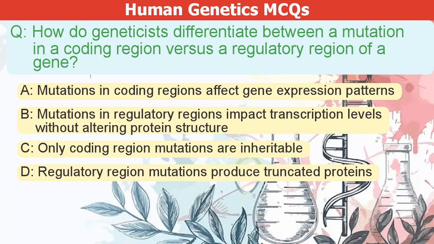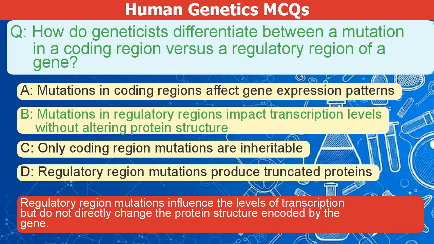How do geneticists differentiate between a mutation in a coding region versus a regulatory region of a gene? A. Mutations in coding regions affect gene expression patterns. B. Mutations in regulatory regions impact transcription levels without altering protein structure. C. Only coding region mutations are inheritable. D. Regulatory region mutations produce truncated proteins. The correct answer is B. Regulatory region mutations influence the levels of transcription but do not directly change the protein structure encoded by the gene.